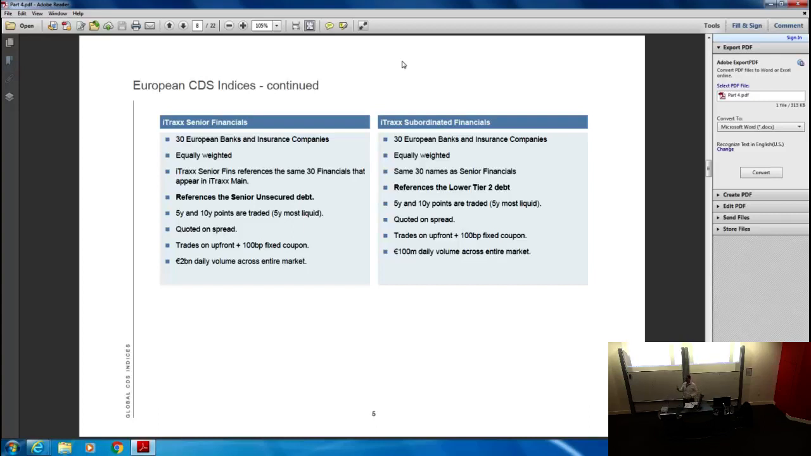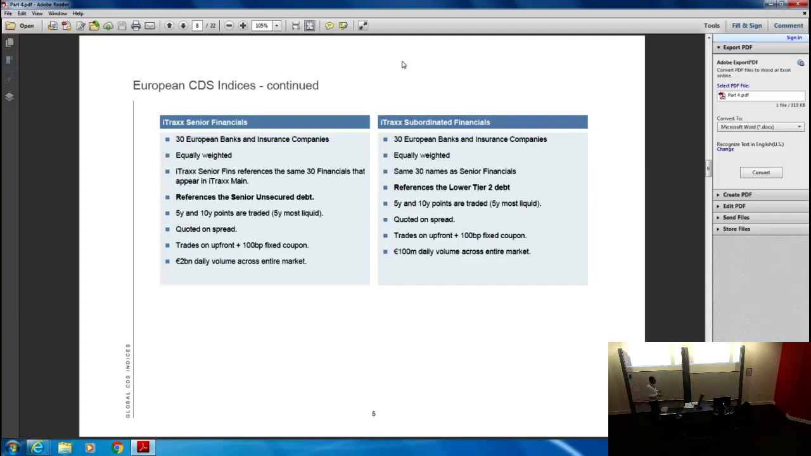And then the sub-financials is basically the same names that are in the iTraxx senior financials, but their subordinated debt. So what is subordinated debt? Subordinated debt, basically for the purposes here, means lower tier 2 debt. So banks, whilst corporates do issue senior and subordinated debt, it's not very common. Banks, on the other hand, because of regulatory requirements, have a tranche of senior debt and then a tranche of subordinated debt. That means that they have to basically have subordinated debt. And that's basically the debt that's traded over here.